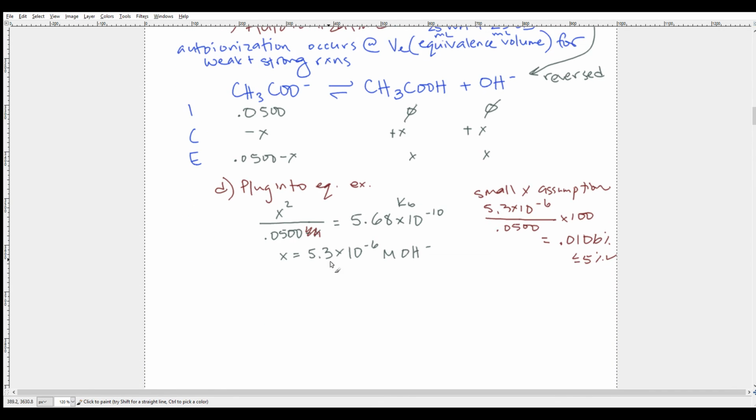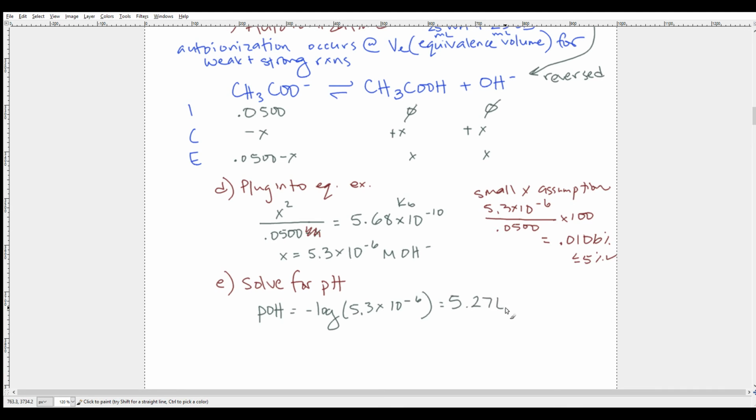Okay, so we know the concentration of our hydroxides, which allows us to solve for the pH, which is what the question asked for. So let's go through the steps. pOH is equal to the negative log of 5.3 times 10 to the negative 6. So you end up with a pOH of 5.276, and the pH is exactly 14 minus that, which is 8.724.